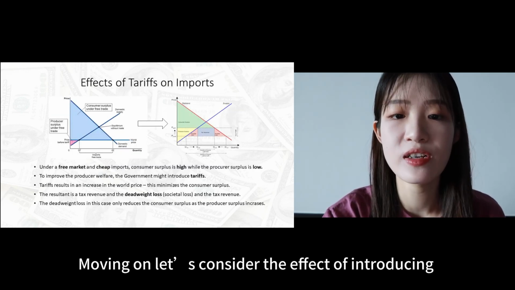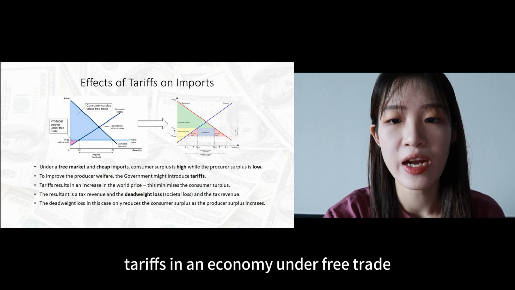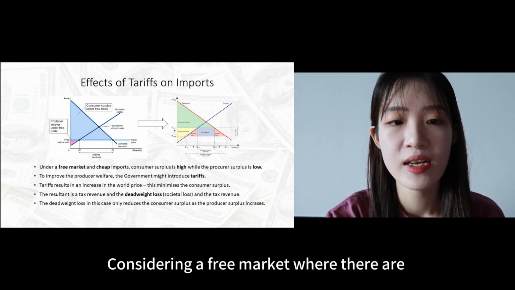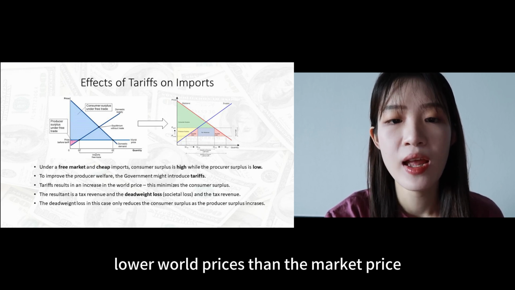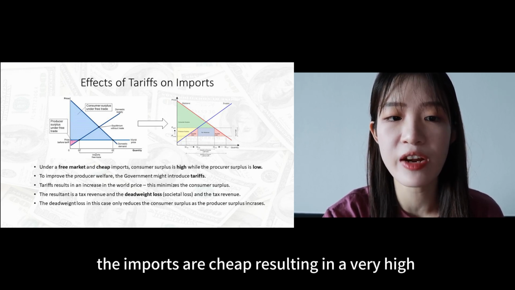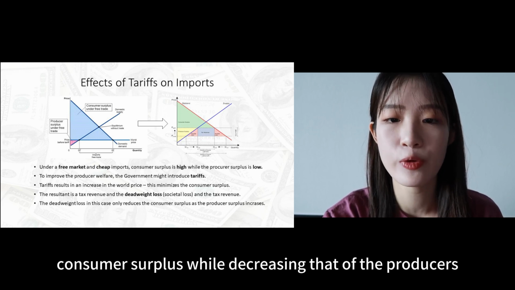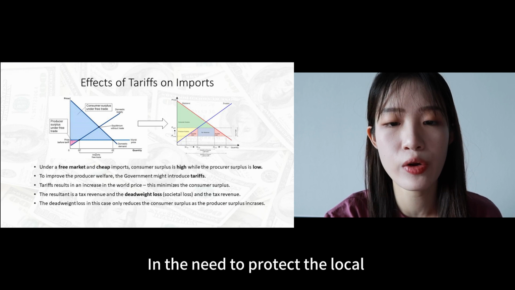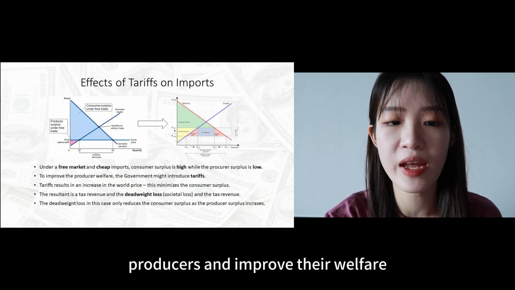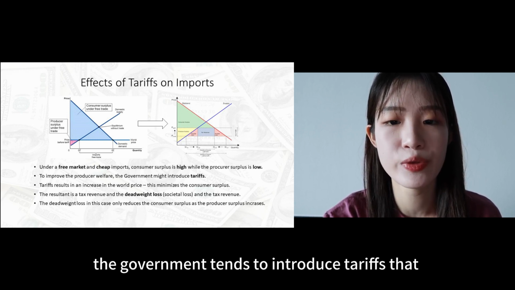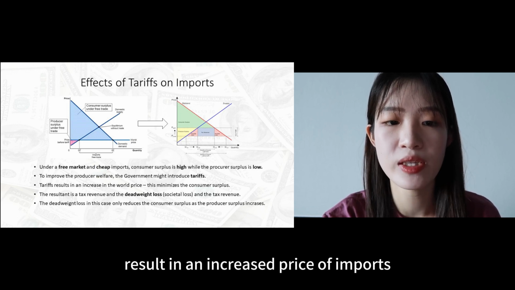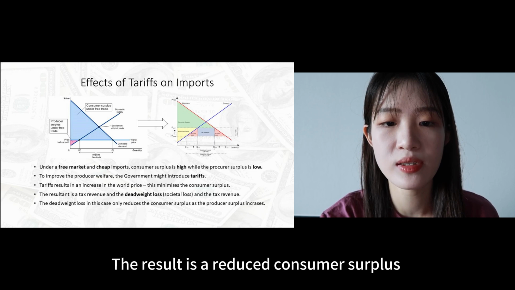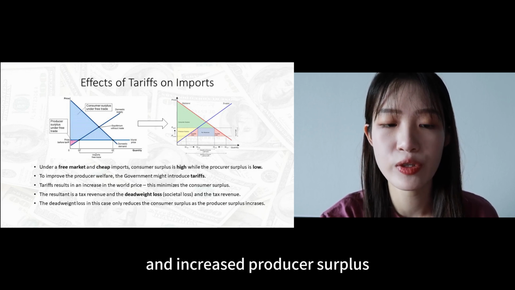Moving on, let's consider the effect of introducing tariffs in an economy under free trade. Considering a free market where there are lower world prices than the market price, the imports are cheap, resulting in a very high consumer surplus while decreasing that of the producer. To protect the local producer and improve their welfare, the government tends to introduce tariffs that result in an increased price of imports. This results in a reduced consumer surplus and increased producer surplus.